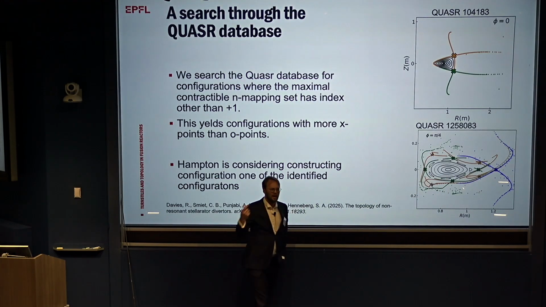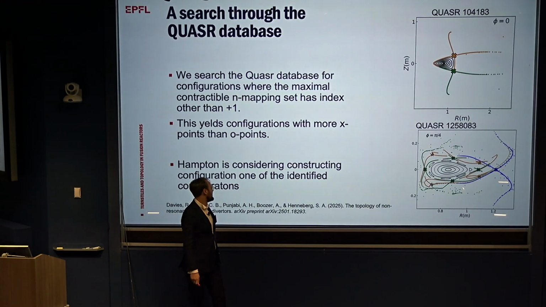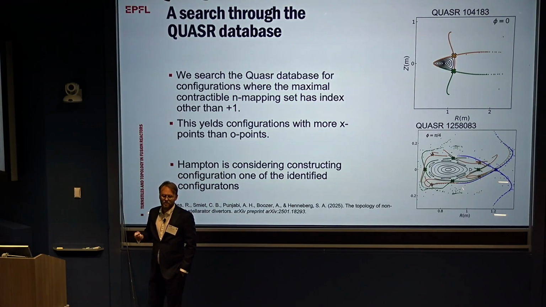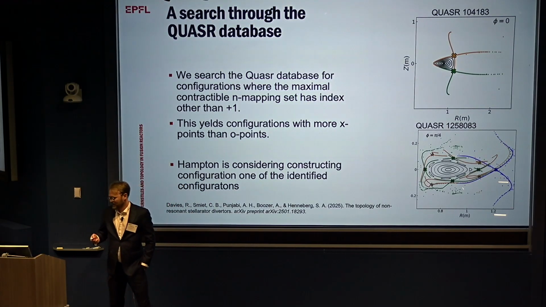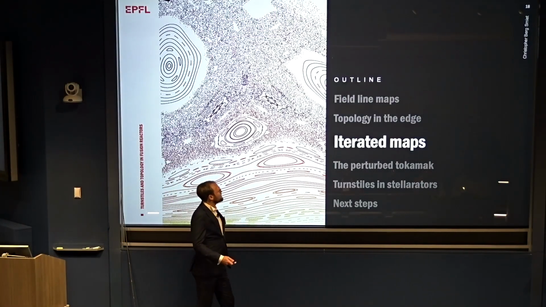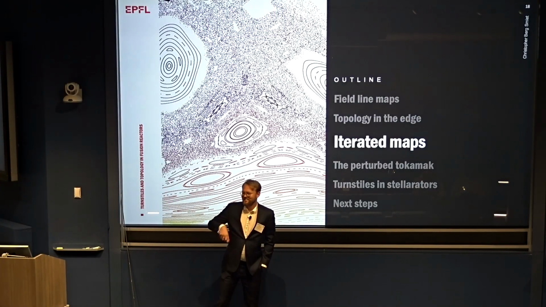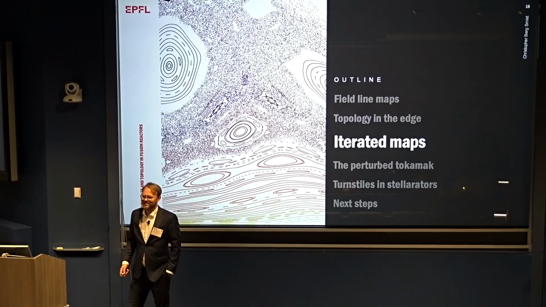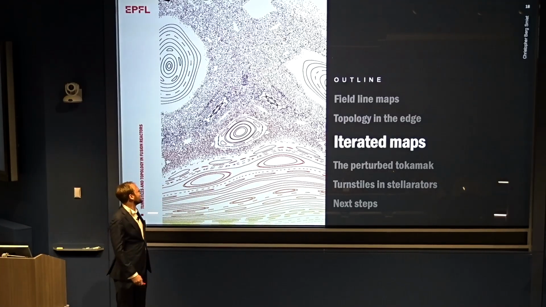So you have also another interesting possibility. Looking at the topology of the field line maps allows you to find interesting configurations. Now let's take a step back and talk about these maps and turnstiles.